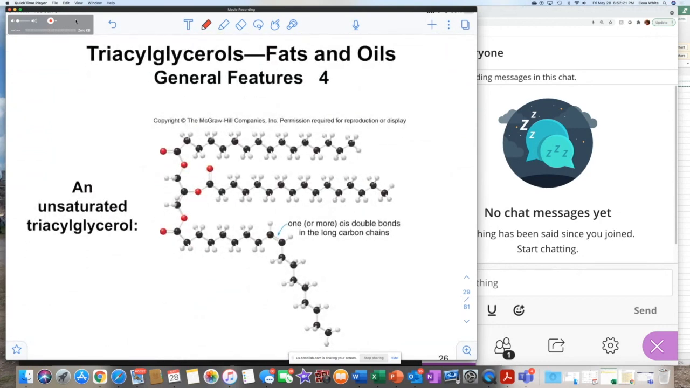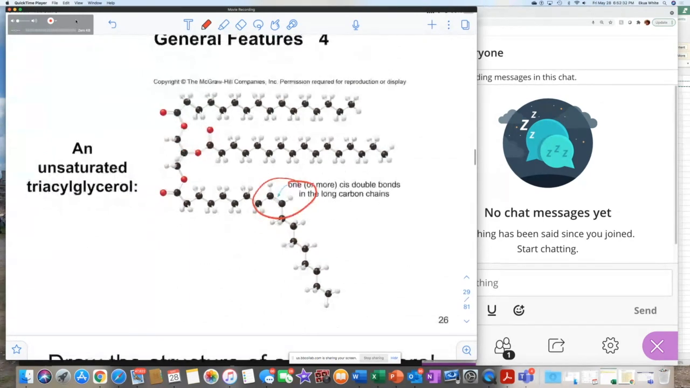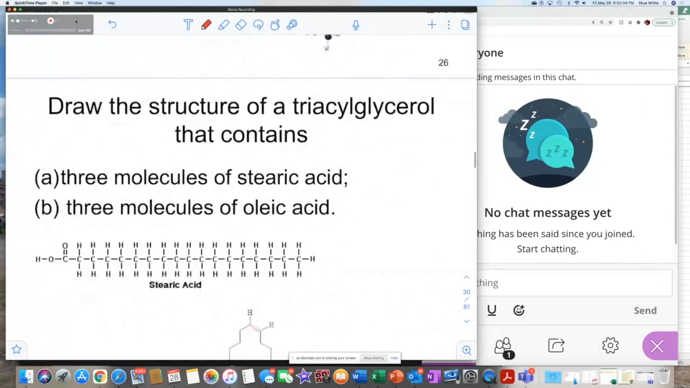Okay, this is showing you what the cis bond does. It introduces a kink to the nonpolar portion of your fatty acid. Okay, so here we're told draw the structure of triacylglycerol that contains three molecules of stearic acid. So we need three molecules of stearic acid and three molecules of oleic acid.